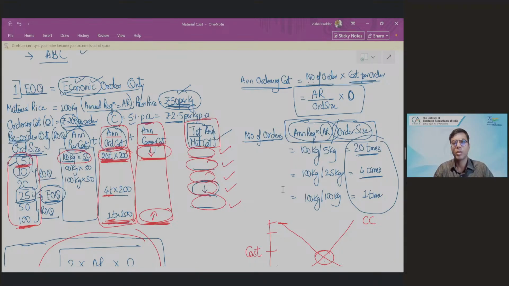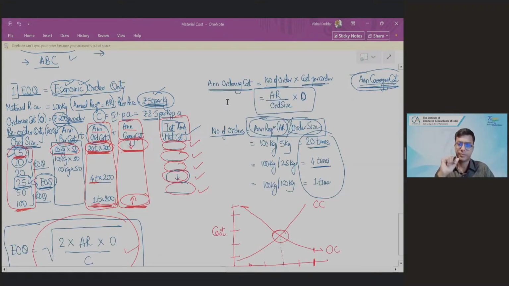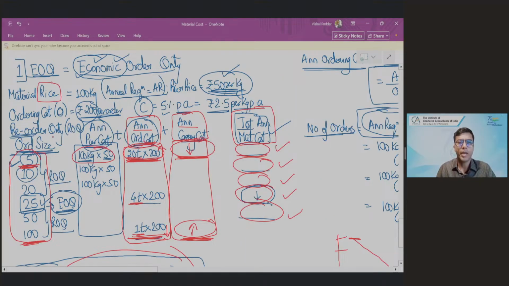Now, what is this economic ordering quantity? Economic ordering quantity, students, means the order size. What is this order size? Whenever you are placing an order, like in case of our kitchen, if I take a simple example of one of the material items of the kitchen, that is rice, my annual requirement of purchasing rice as per my family consumption is 100 kgs and the purchase price, let us say, is rupees 50.